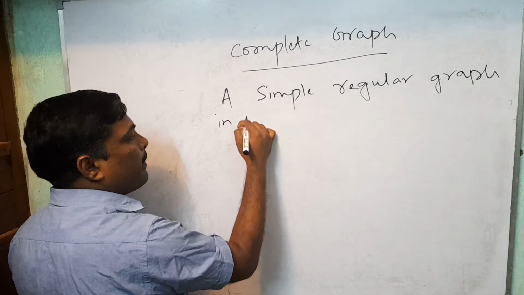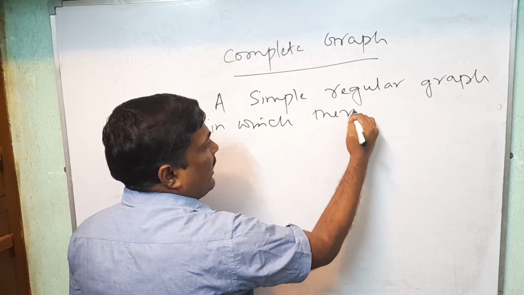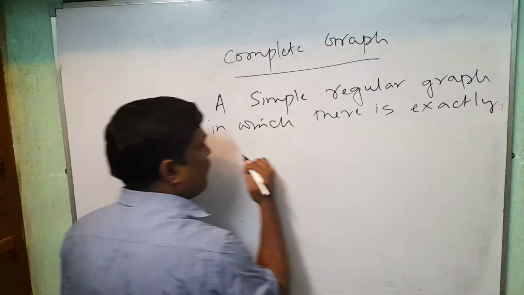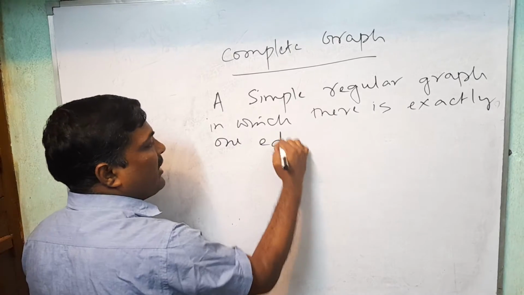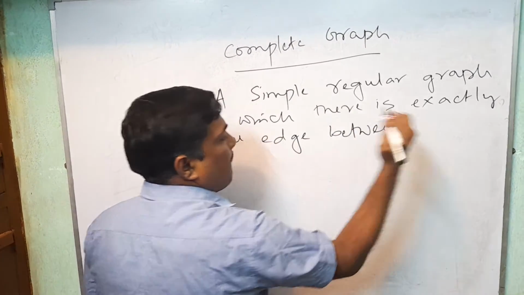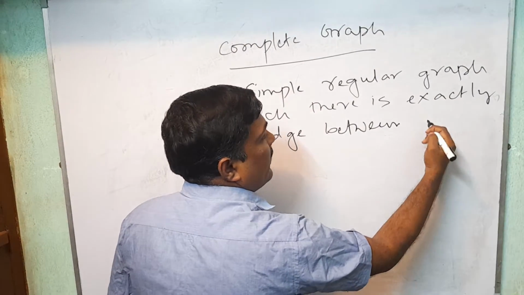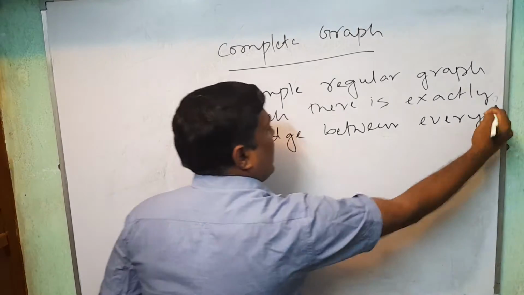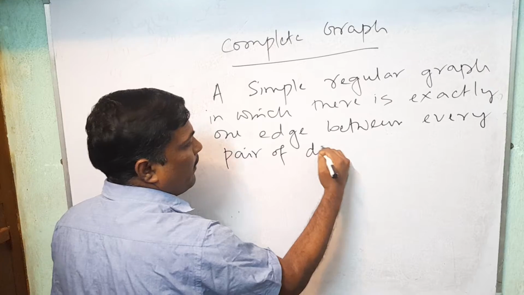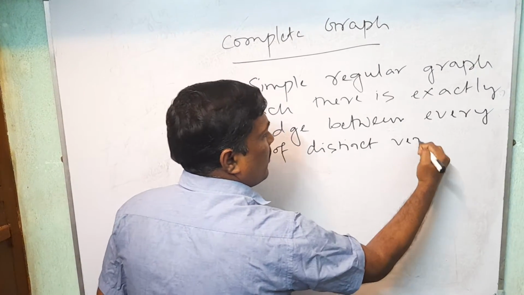A simple regular graph in which there is exactly one edge between every pair of distinct vertices.